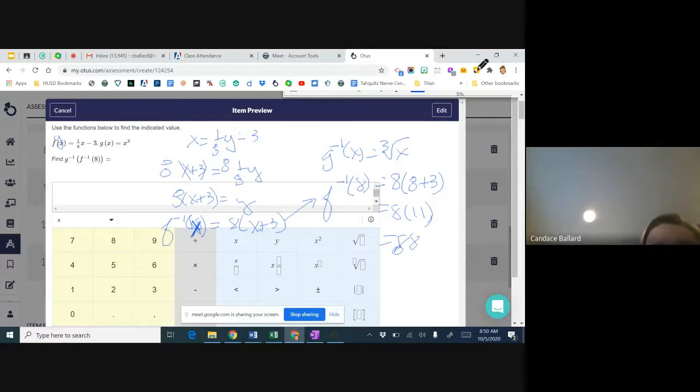Then I have to take that, so that's getting substituted in for this piece here. So g inverse of 88 equals, and I'm going to plug that into g inverse. I think this one just came out to be the cubed root of 88, and I believe you can type that into Otis. There's a cube root. See this guy right there? There's a cubed root symbol right there. You just have to type in the little root.